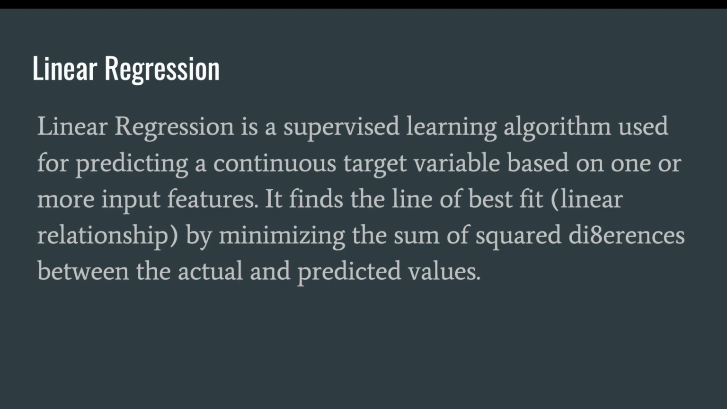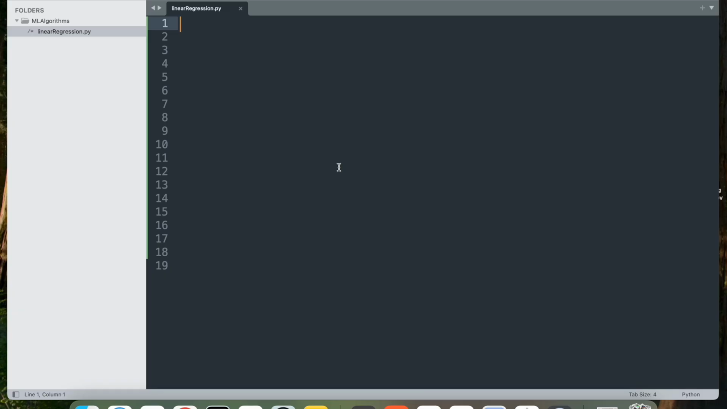So I'm going to open my code editor. I've already created a file called linear_regression.py, and I'm going to go one step at a time. So let's start with importing necessary libraries. So I need first from sklearn.linear_model import LinearRegression. This imports the LinearRegression class from scikit-learn's linear model module. This class is used to create a linear regression model for predicting continuous target values.